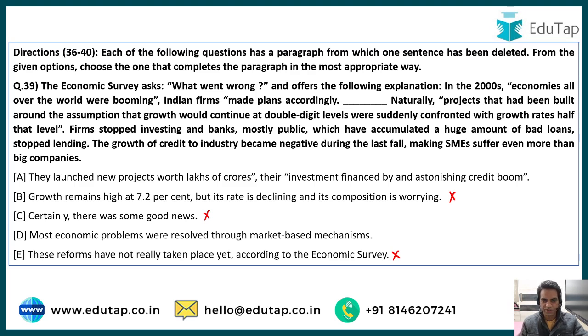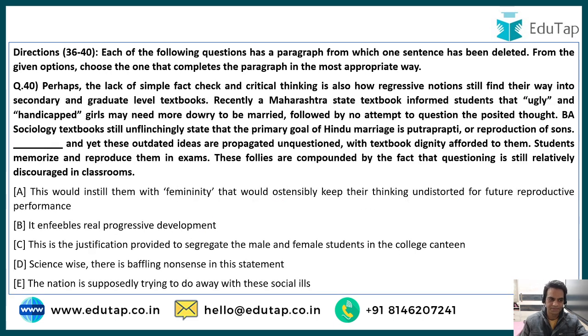The economic survey asks what went wrong, and offers an explanation about this, that in the 2000s economies all over the world were booming. Indian firms made plans accordingly. They launched new projects worth lakhs of crores, and their investment financed by an astonishing credit boom. Right? No, guys, I think the correct option here is option number A. So they're talking about Indian firms. So Indian firms, they made plans accordingly. They launched new projects worth lakhs of crores. So see, they started with an inverted comma and that's what they finished. They made plans accordingly. They launched new projects worth lakhs of crores and their investment financed by an astonishing credit boom. All right. Next question, guys.